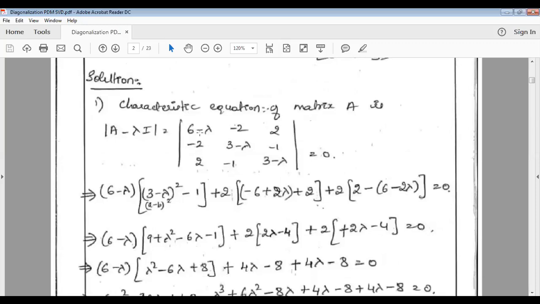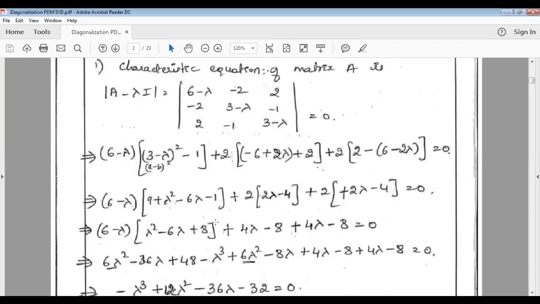So you'll have 6 minus lambda, right? We ignore this row and this column. So you'll have (3 minus lambda) square minus of minus 1 into minus 1, so that will be minus 1. Minus of minus 2, which is plus 2. And you'll ignore this column and that row. So you'll have minus 2 into (3 minus lambda), minus of minus 1 into 2. And then plus 2 into 2 minus of (6 minus 2 lambda) equal to 0.